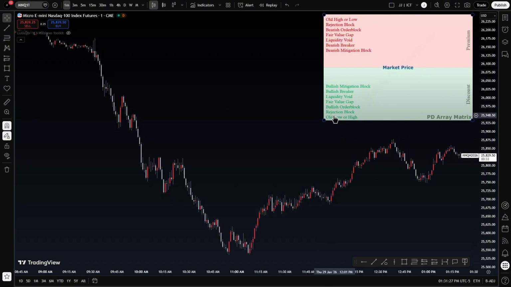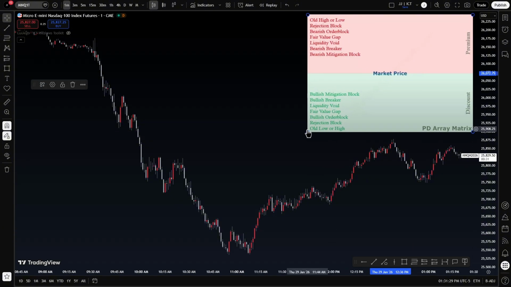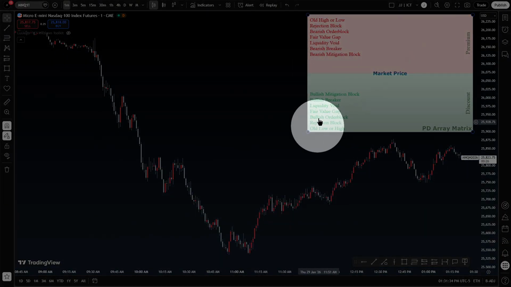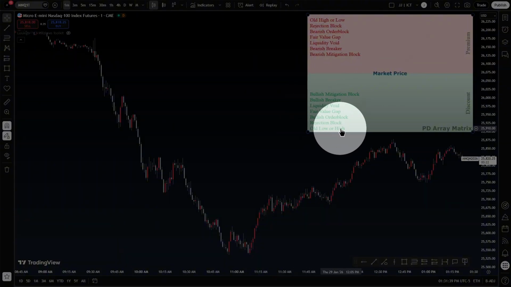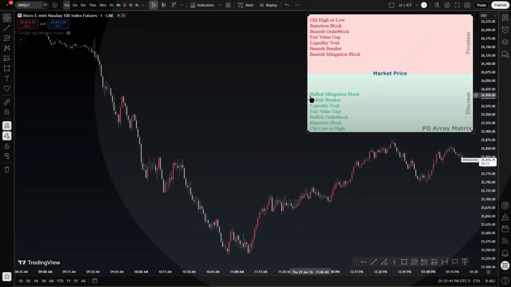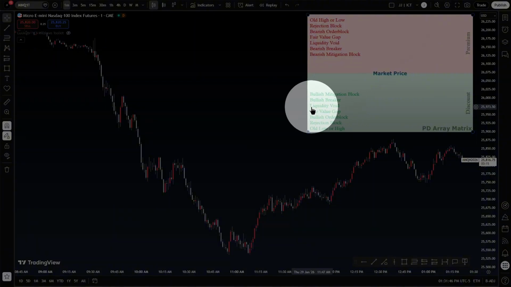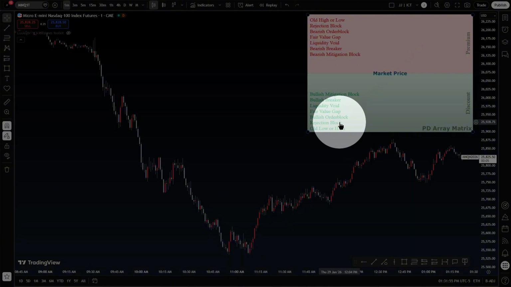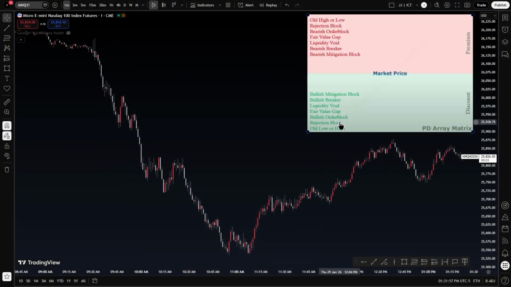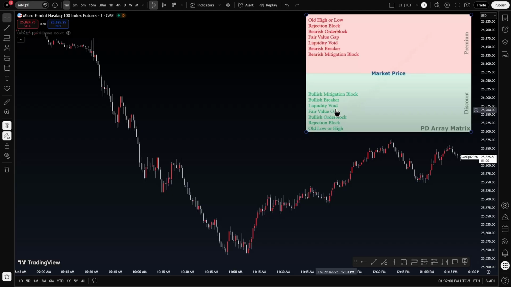So, first, let's go over the significance of each array and which one is stronger than the others. Let's look right here at this set of PDRAs. You know about 5 of them right now. Excuse this one right here. We're not gonna go over this. First, the most significant will be the mitigation block. Second most significant, the breaker. Third, the liquidity void. Fourth, the fair value gap. Fifth, the order block. Sixth, the rejection block. You don't know about that yet. We'll learn about that in the next chapter after the end of chapter lessons. But until then, you know 5 of these.